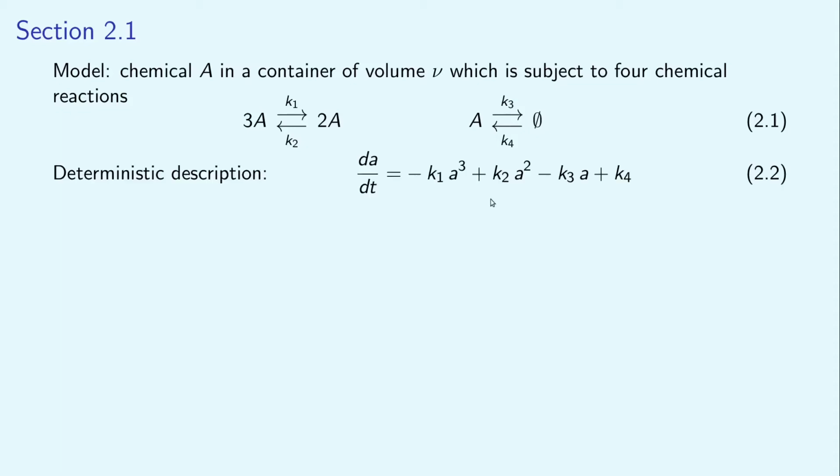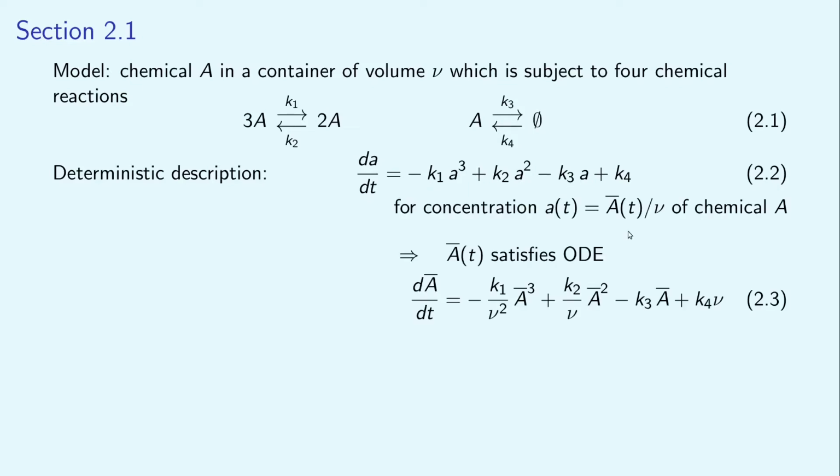The classic deterministic model is written for the concentration of chemical species A, which we denote by lowercase letter a. It is an ordinary differential equation which has 4 terms on the right-hand side. The 2 positive terms correspond to 2 reactions which add molecules of A to the system, and the 2 negative terms correspond to 2 reactions which remove molecules of A from the system.